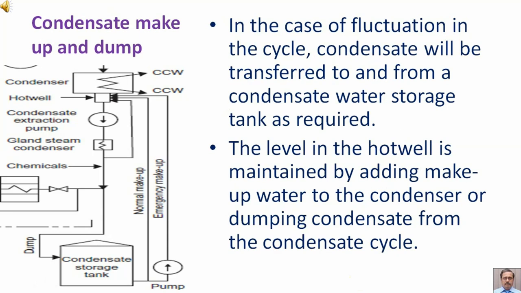In the case of fluctuation in the cycle, condensate will be transferred to and from a condensate water storage tank as required. The level in the hot well is maintained by adding makeup water to the condenser or dumping condensate from the condensate cycle.